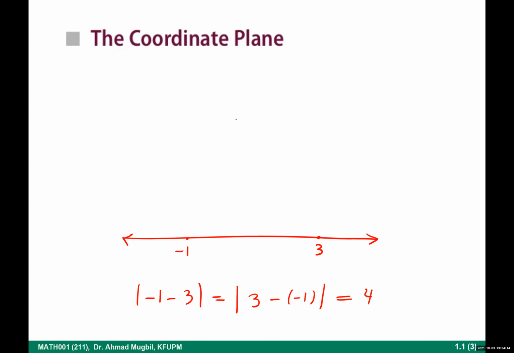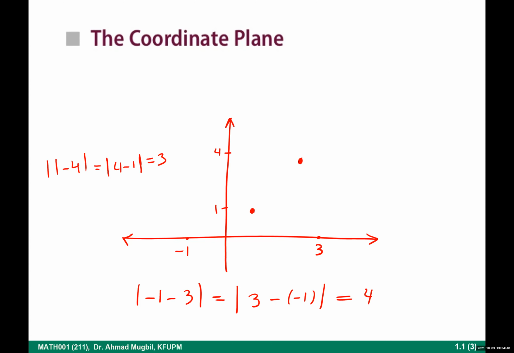Similarly, if you have a vertical line, let's say this vertical line, if I give you a point here, 4, and another point here, 1, for example, can you find the distance between them? So easy. It is just the absolute value of 4 minus 1, which is the same as the absolute value of 1 minus 4, which is, of course, equal to what? 2, 3.